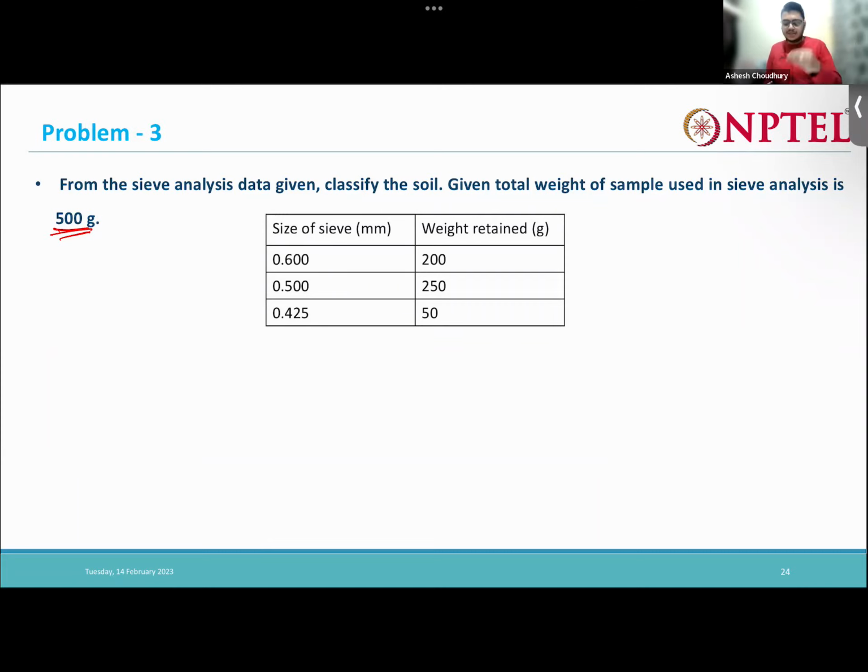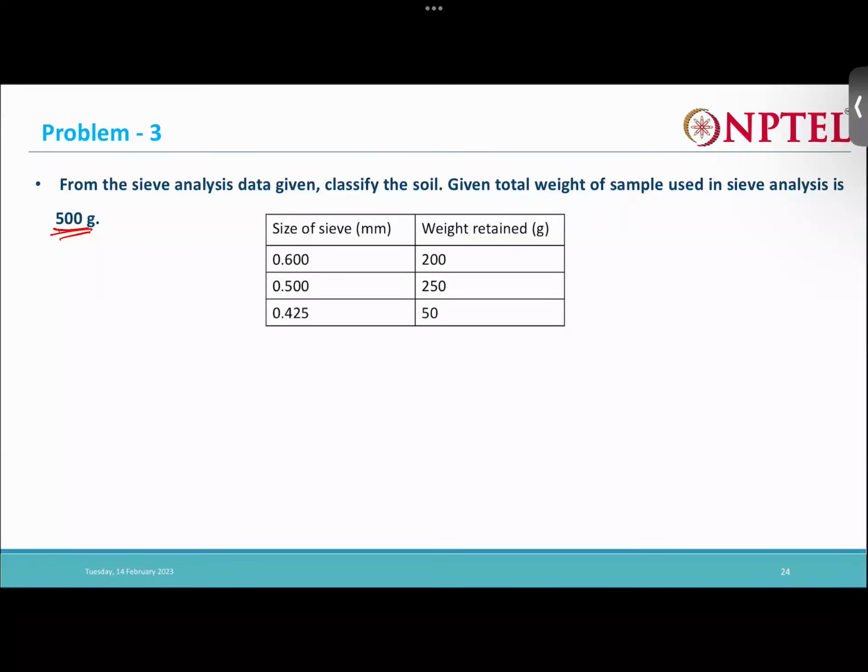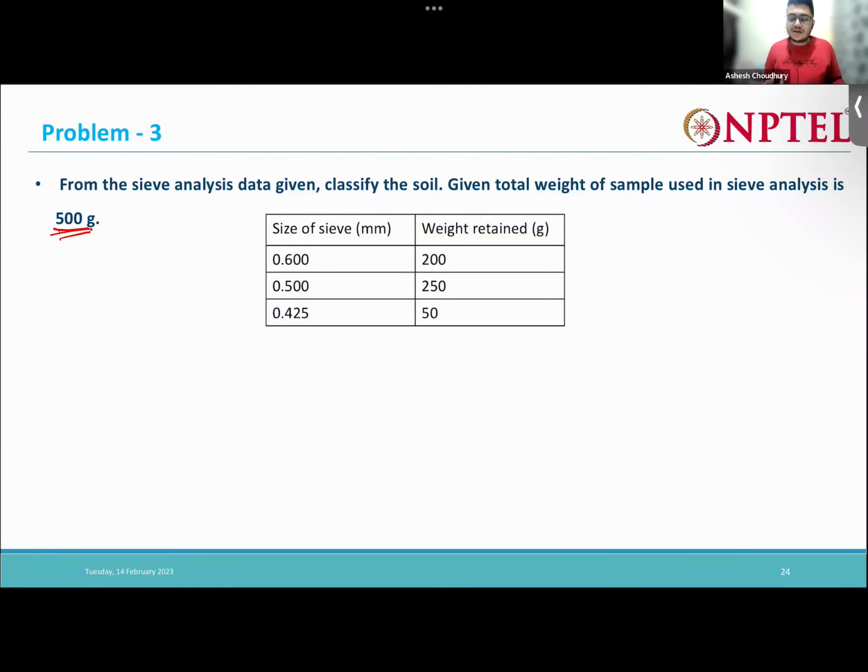So can anyone tell me what is the main thing that we first need to determine here? Percentage of what? Retained also, yes, but our final goal is percentage finer. We need to determine percentage finer, so that is the main target. So let us write: sieve size, weight retained, percentage weight retained, cumulative weight retained, and percentage finer.